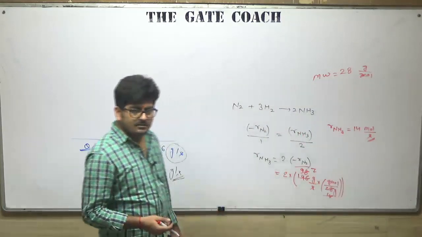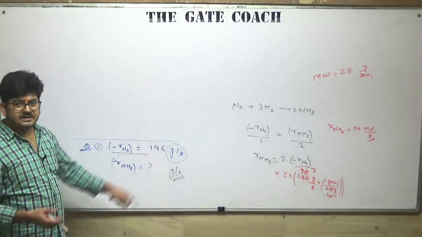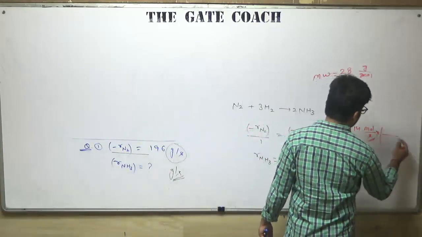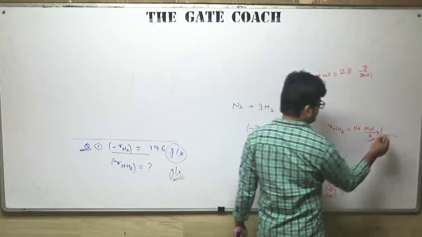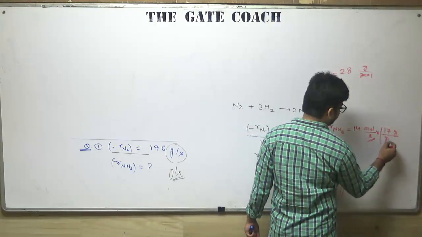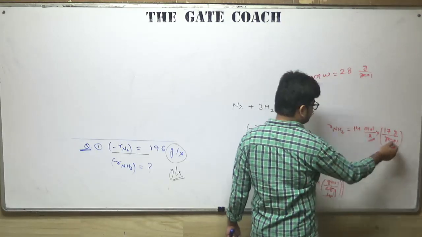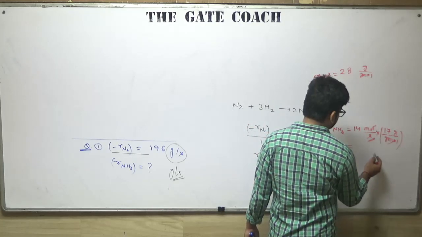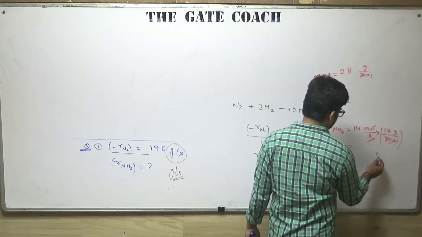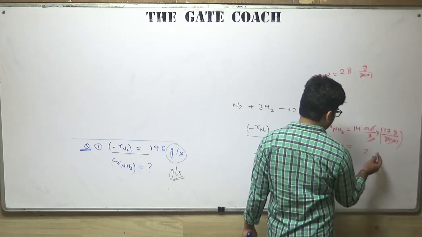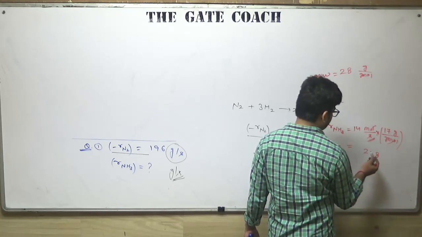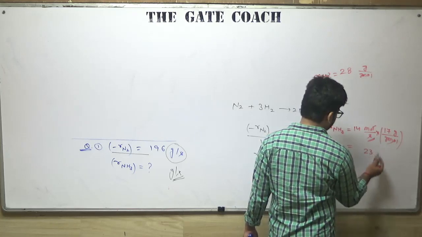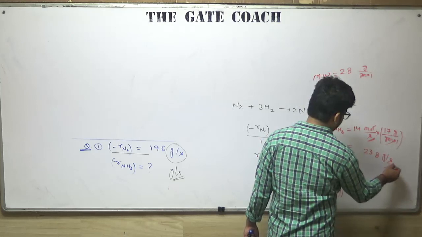This is the answer. But data was given in gram per second, so we will convert this into gram per second again. So for ammonia we know the molecular weight is 17 gram by gram mole. So here you can see mole will get cancelled and you will get your answer. That will be 238 gram per second.